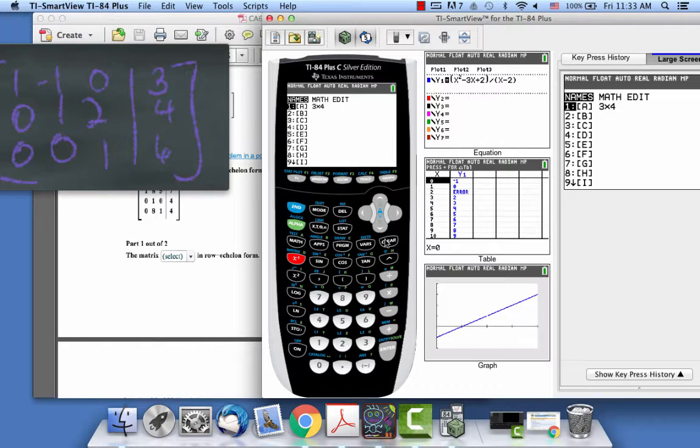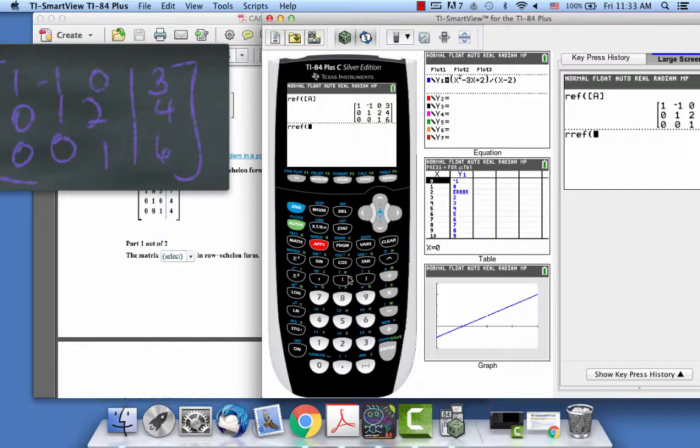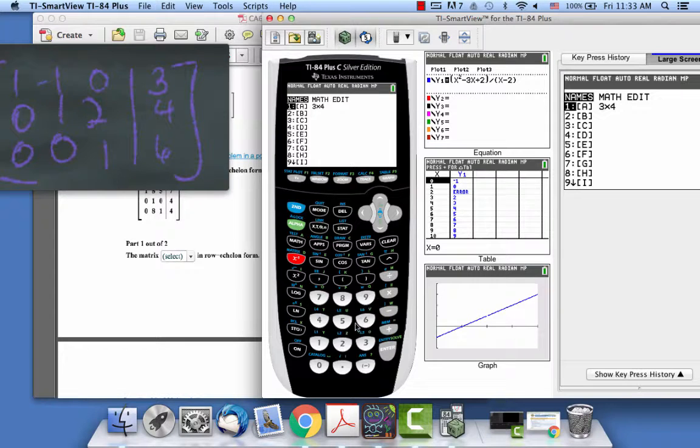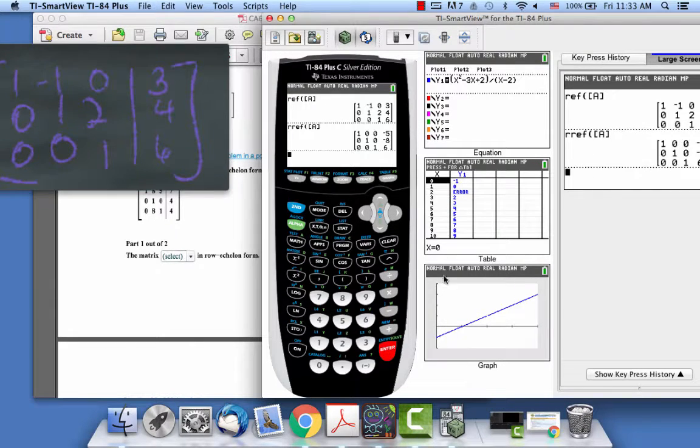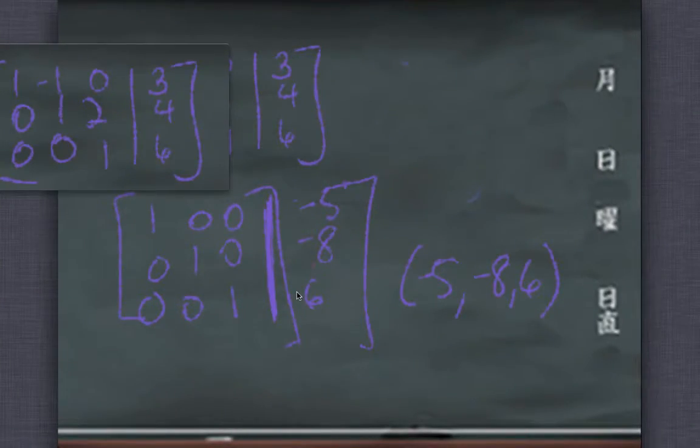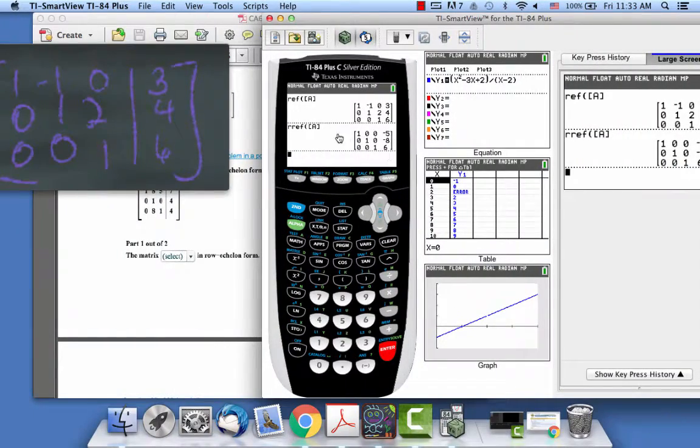Then I go back and I choose instead reduced row echelon form. So that's B. Still on this matrix. And this gets this one: -5, -8, 6, like that. So that's the difference between the two, and that's how you get them in the calculator.